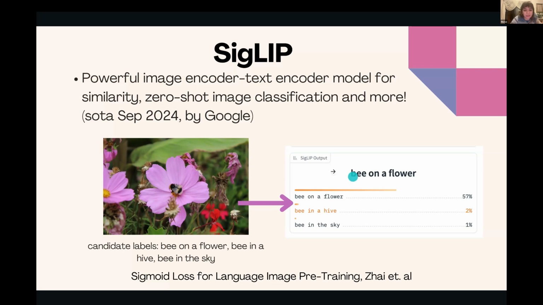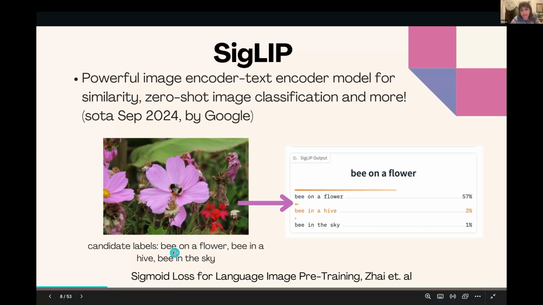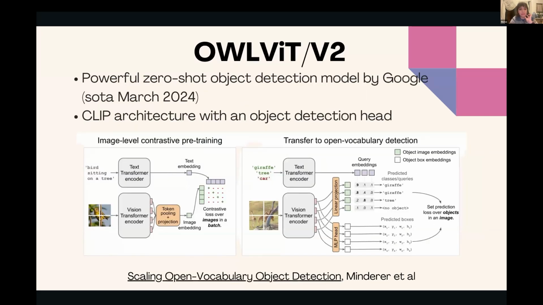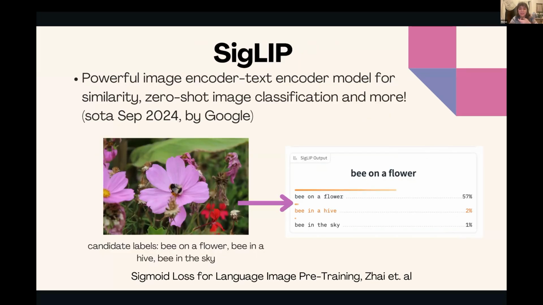And the cool thing is, for instance, you input an image and you input some candidate open-ended labels, like bee on a flower, bee in a hive, bee in the sky, and at the end you just get these similarity scores. You can do zero-shot image classification with this, or you can use the embeddings of this model. I'm going to show later how it can be used to train vision language models, but this is all you need to know for now.